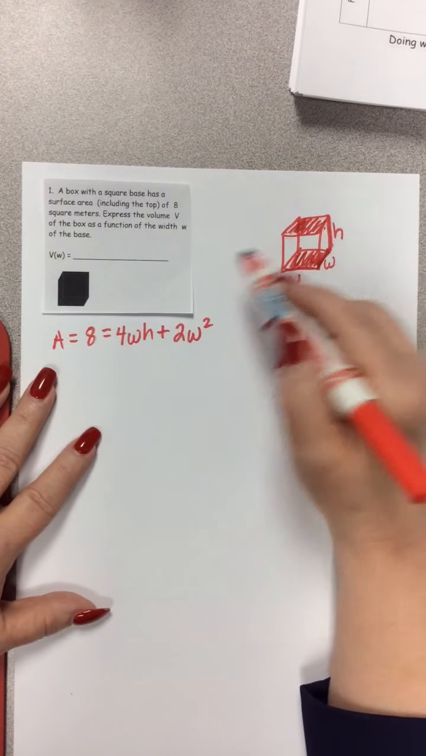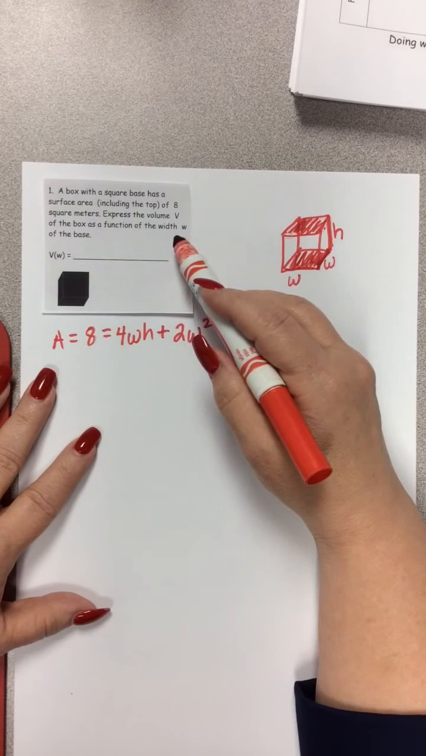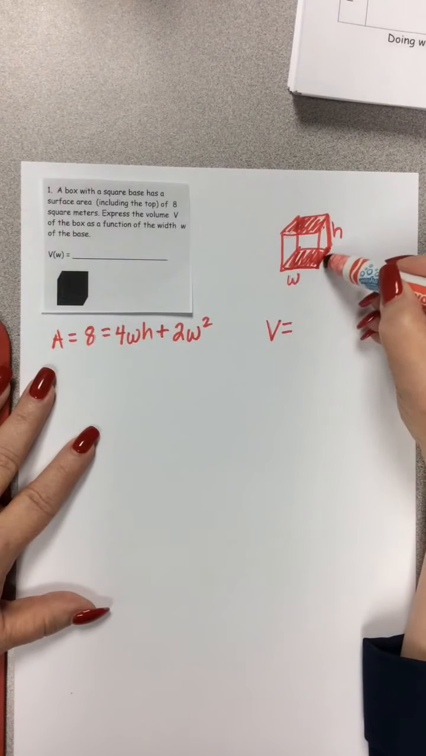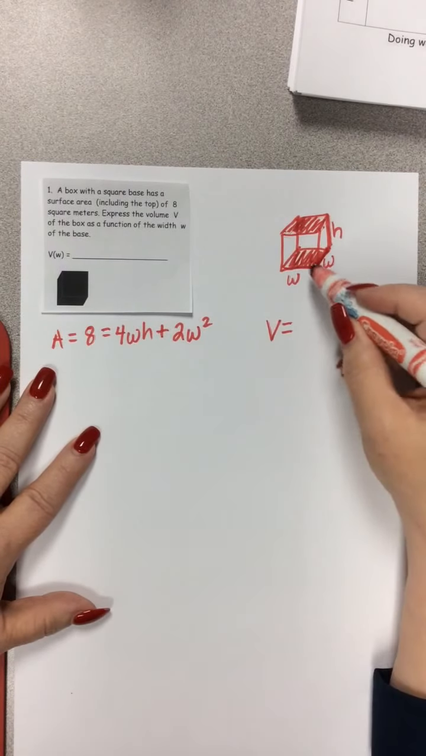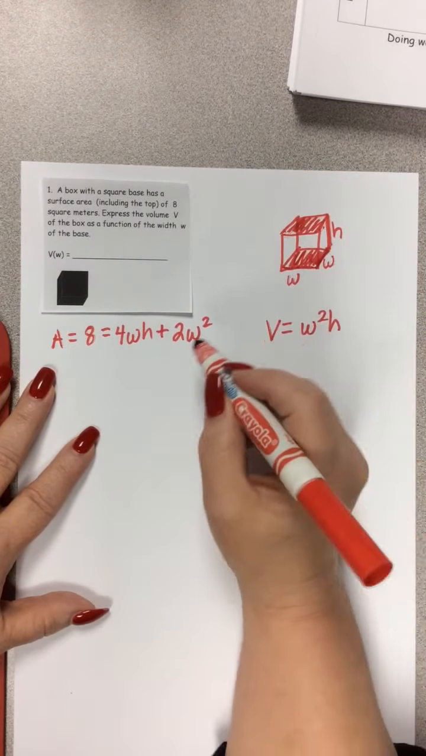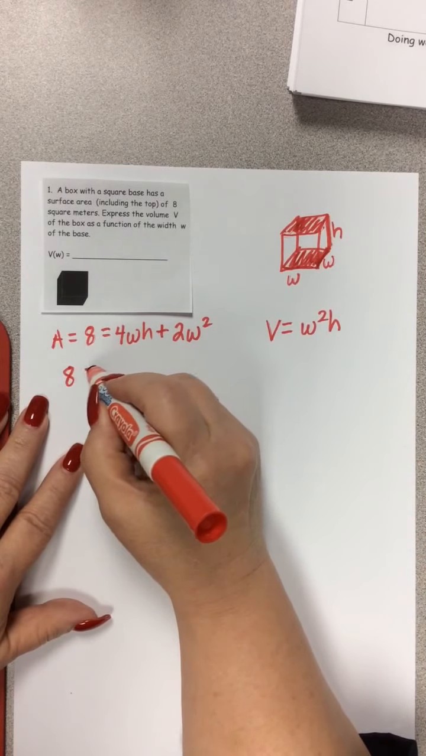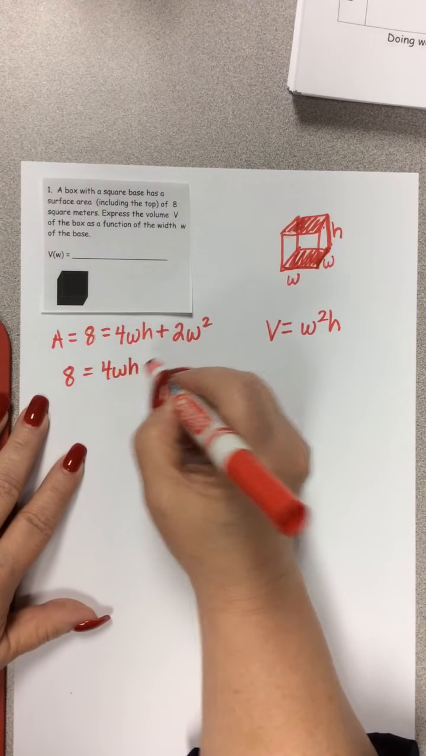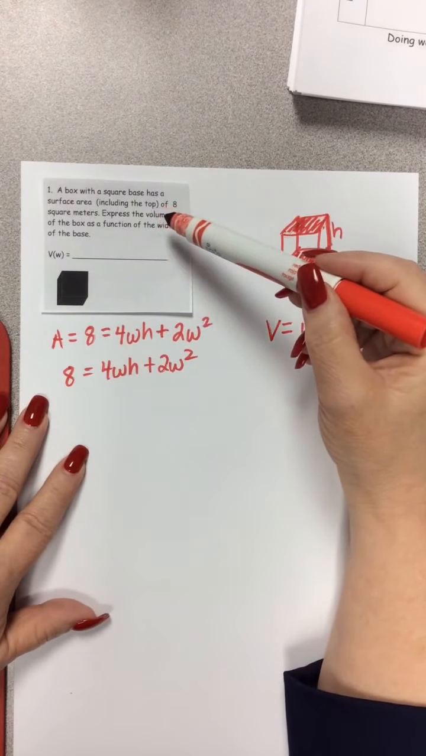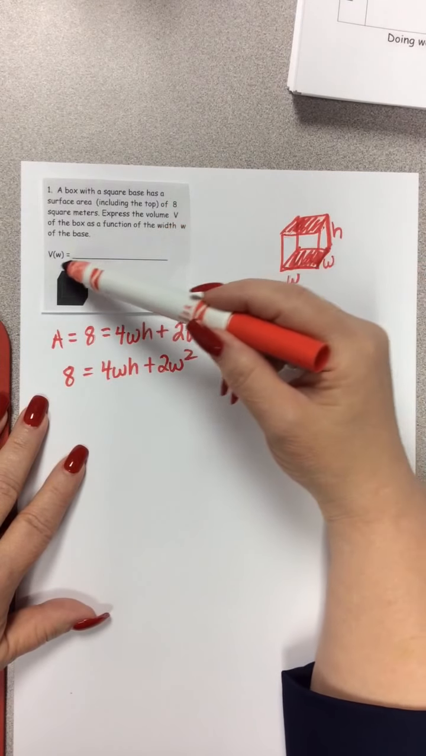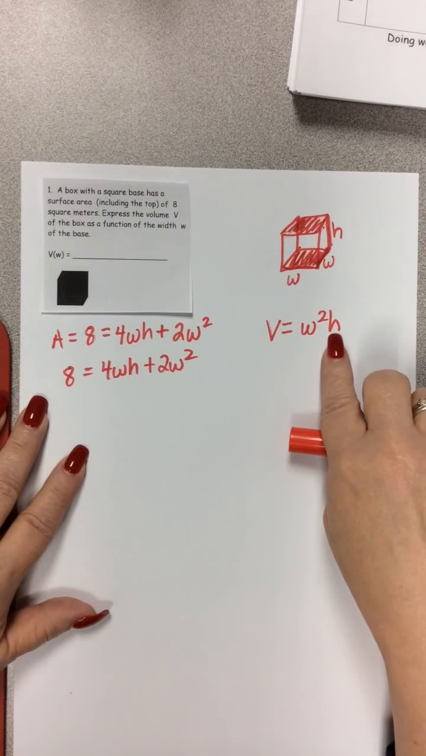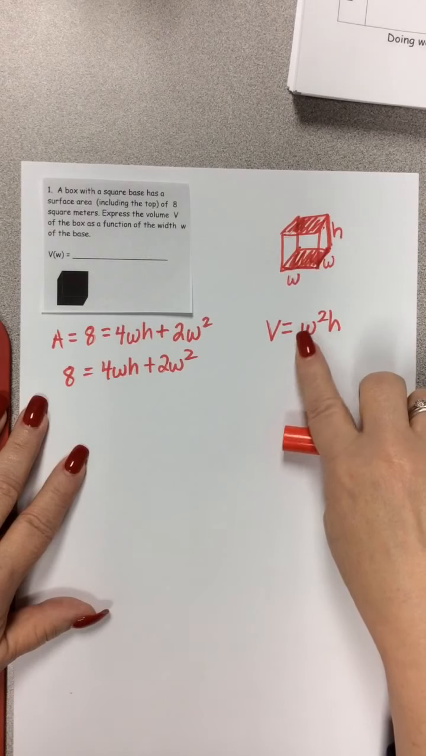Okay? And they asked me to express the volume as a function of the width of the base. So normally the formula for volume of a box is length times width times height. But in this case, it'll be W times W times H, which would be W squared H. So I have this formula that says 8 is equal to 4WH plus 2W squared. My problem here says I'm only supposed to express the volume only in terms of W. Right now I'm expressing volume in terms of W and in terms of H. So I need to change this so it's only W.